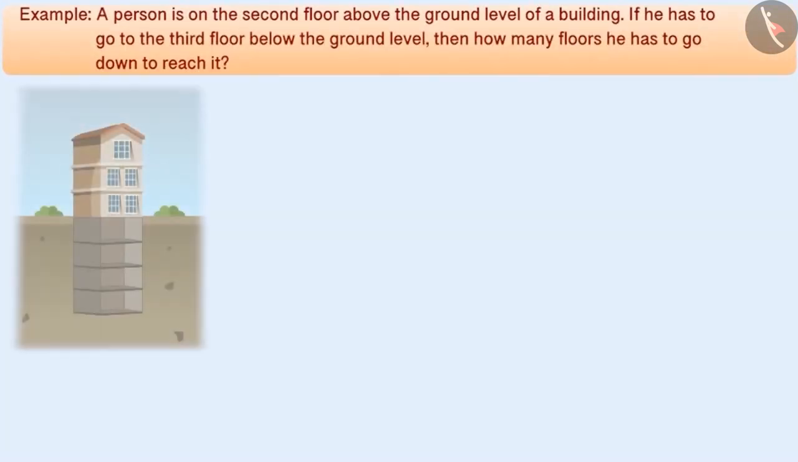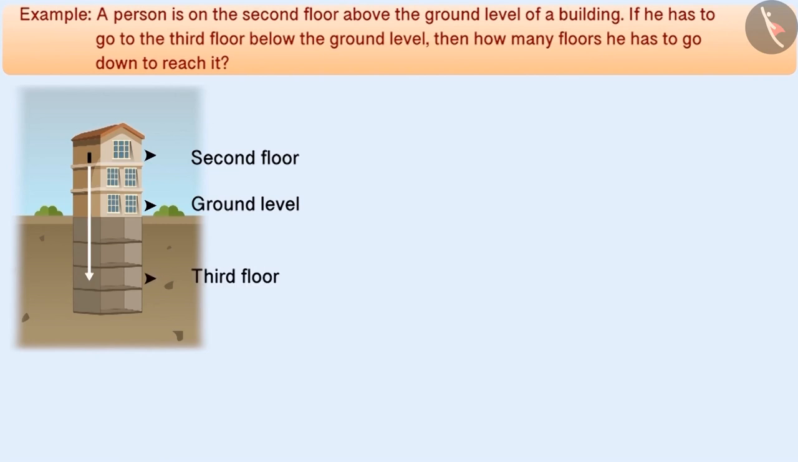Next example. A person is on the second floor, above the ground level of a building. If he has to go to the third floor below the ground level, then how many floors does he have to go down to reach it? If we consider the ground level as 0, then the second floor above the ground level will be represented as plus 2. And the third floor below the ground level will be represented as minus 3.